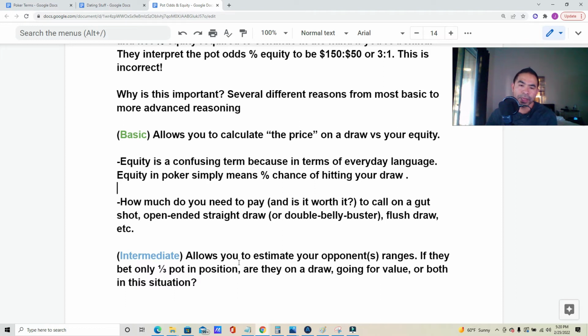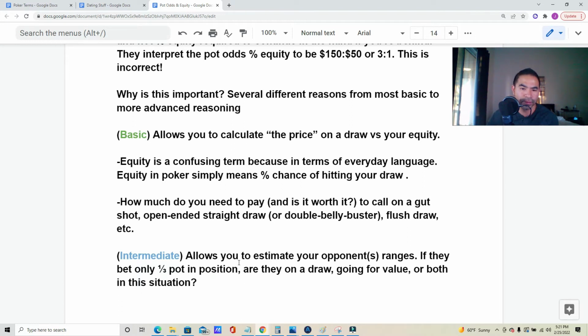So with that being said, on an intermediate level, knowing your pot odds and your equity required, you can also deduce a range of hands that your opponent may have based on their bet sizing.